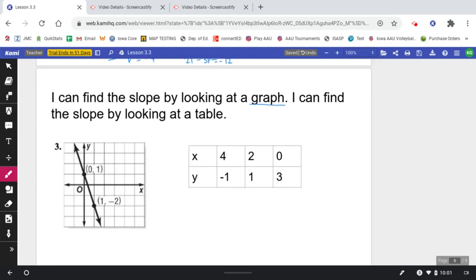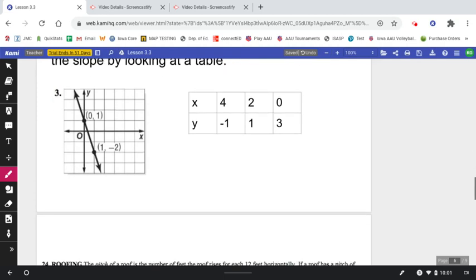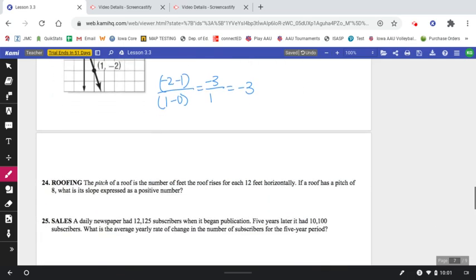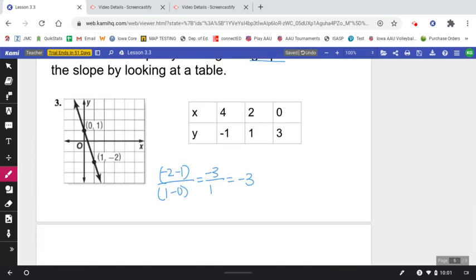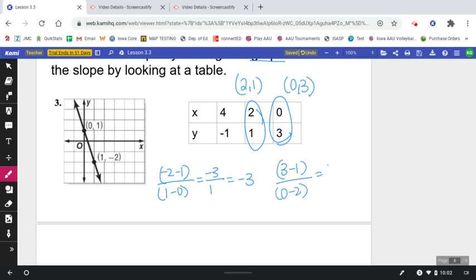To find the slope by looking at a graph, we find 2 points, set it up into our slope formula. So that would be negative 2 minus 1 over 1 minus 0. Negative 3 over 1 is negative 3. When looking at a table, we can just pick any of the 2 points, doesn't matter which ones. So I'd write down my points as 2, 1 and 0, 3. So 3 minus 1 over 0 minus 2 is 2 over negative 2, which is negative 1 over 1.